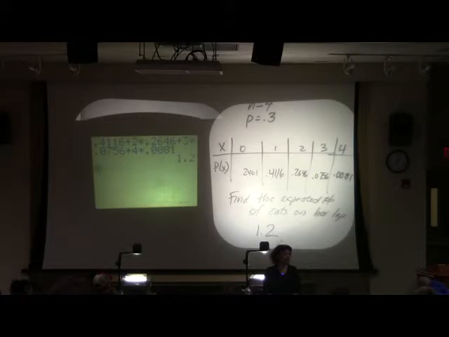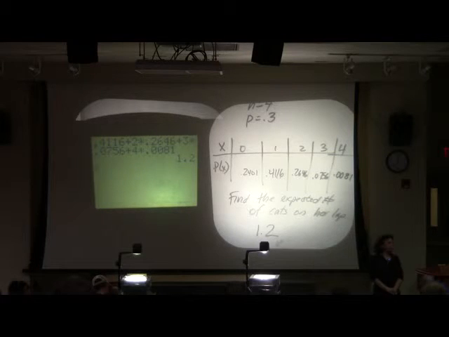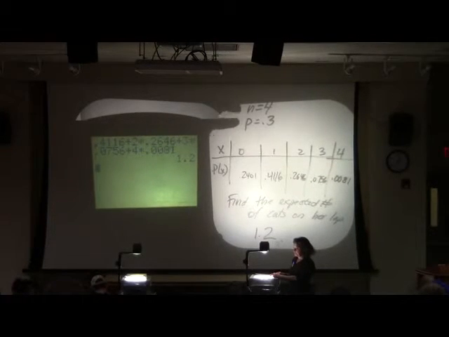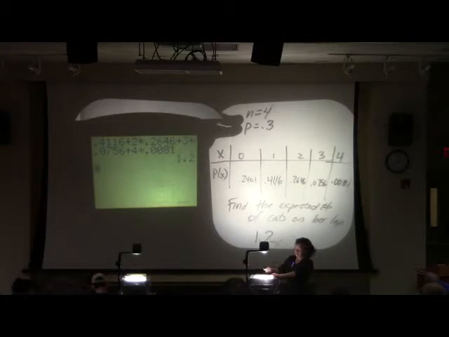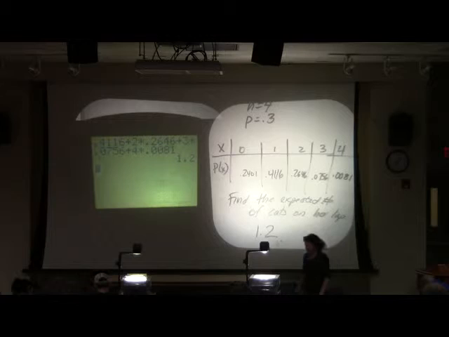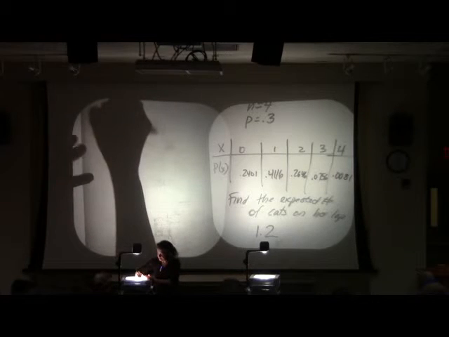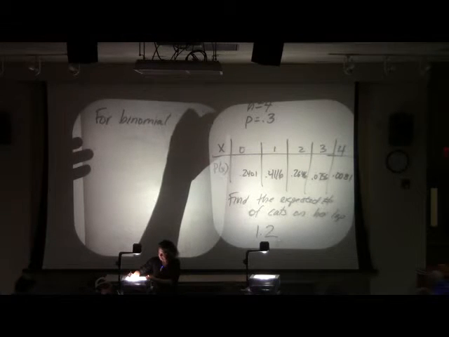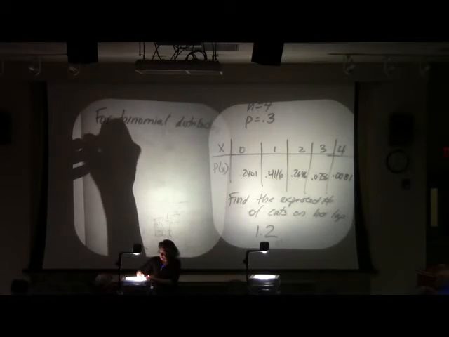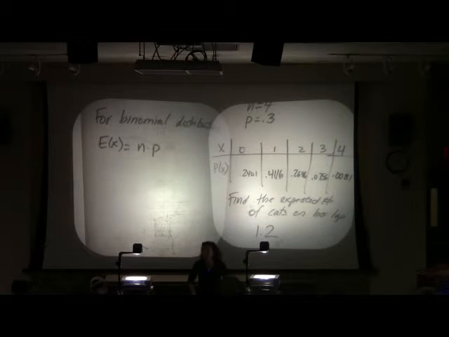Guys with me there? All right, tell me something. What is your n, no matter where you are in this problem? 4. What is your p? 0.3. What's n times p? What's 4 times 0.3? 1.2. So, when you're in a binomial distribution, your expected value is just n times p. Isn't that sweet?